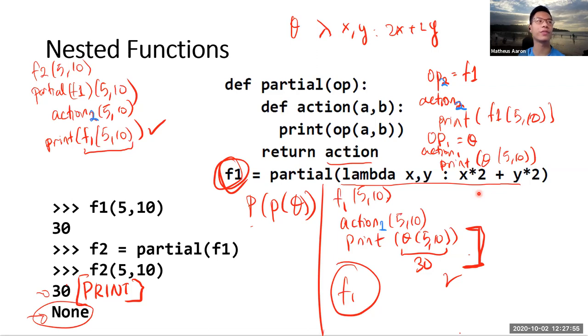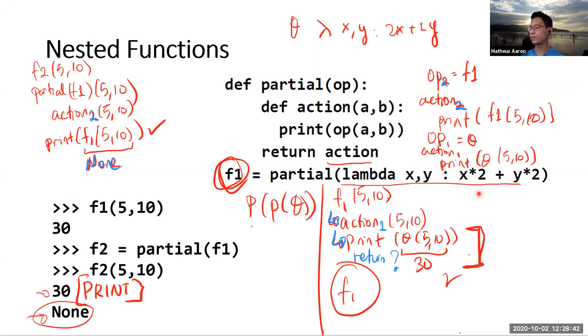So what was the value of F1 5 10? And the answer is none. Why? If you notice right here, F1 5 10 calls action 1, and action 1 prints. But then action 1, nor F1, never actually returns the value back. Action never has any return statement that gives the value back to F1, and for F1 to pass it back to action 2 or F2. So in this case, because it returns nothing, what it returns is actually the value of none.